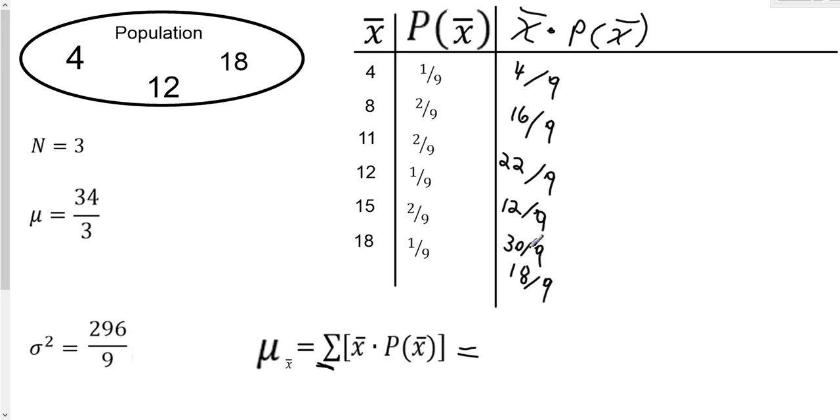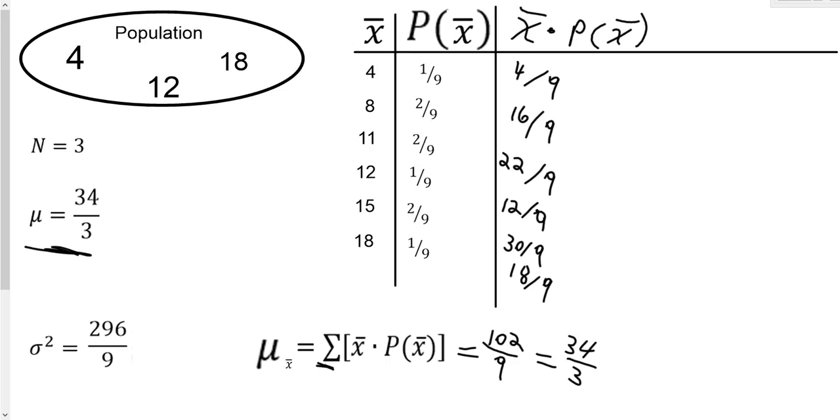It's the sum. So adding these all up, 4 plus 16 is 20, plus 22 is 42, and then 56 plus 30, 86 plus 18. And here I get 102 over 9, which I simplify by dividing the top and bottom by 3. I get 34 over 3. So it turns out that the mean for this sampling distribution is equal to 34 over 3, and that's actually the population mean. So the sampling distribution mean turned out to be the population mean.